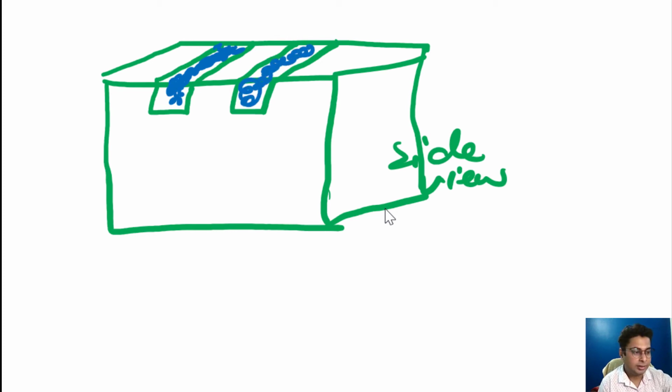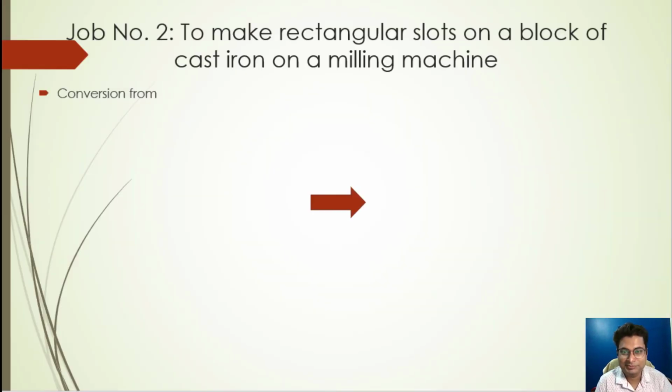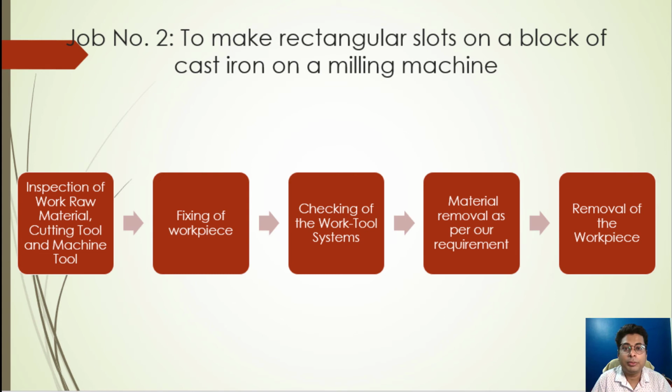Okay, I think it is understandable, I believe. Now we have understood about the conversion. Now what are the processes in order to perform this operation? Again, inspection of the work material. The dimensions must be properly checked.